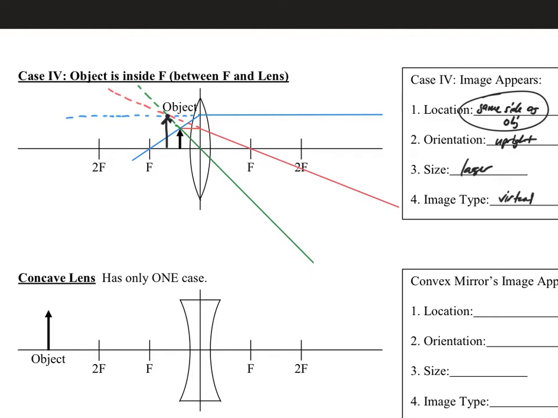And the good way to tell if it's a virtual image or not is, did I have to do this backtracing to get it? If I did have to do backtracing, that is a virtual image. Let's move on to the last one.